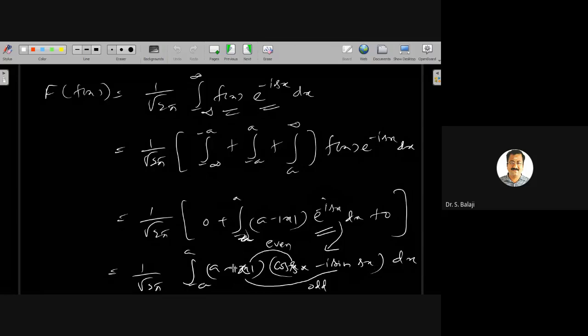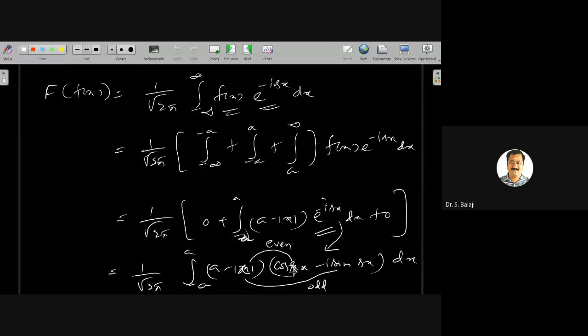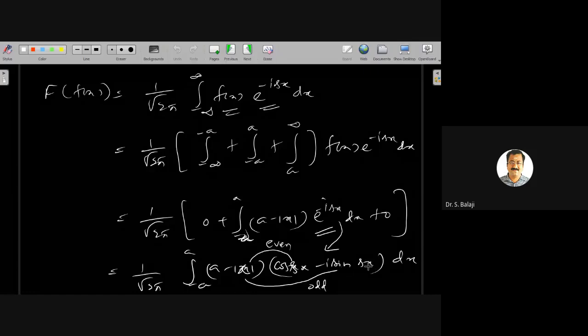Because of mod x here and the limits minus a to a, a minus mod x is an even function, and the cosine function is also even, since cos of minus theta is cos theta. So the product is even. But the sine function is odd, since sine of minus theta equals minus sine theta. Even multiplied by odd gives a totally odd function. So this part is even and this part is odd.